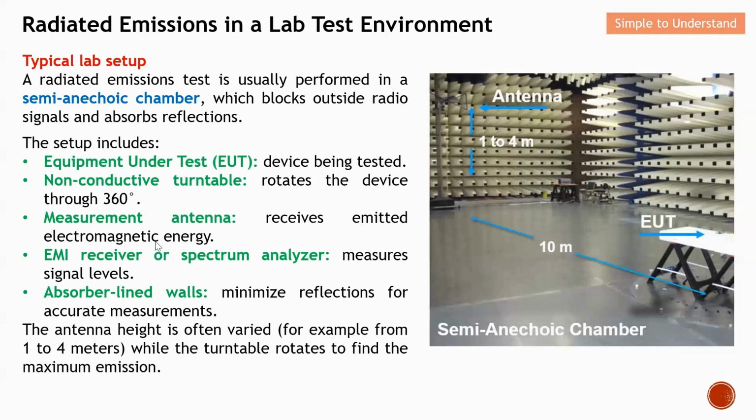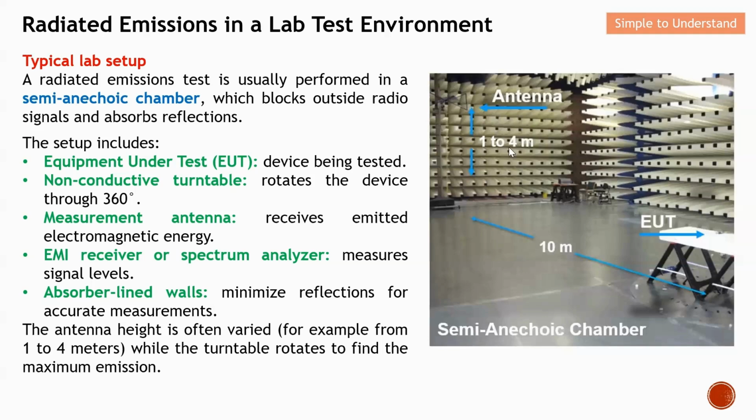Next, the EMI receiver or spectrum analyzer helps to measure the signal strength. Over here, you can probably see some test and measurement equipment, or sometimes the test and measurement equipment can be outside this chamber. In short, we need both the EMI receiver and spectrum analyzer to conduct the radiated emission test. Next, absorber-lined walls minimize the reflection for accurate measurement. In short, you know that EM waves transmit and they probably will bounce.